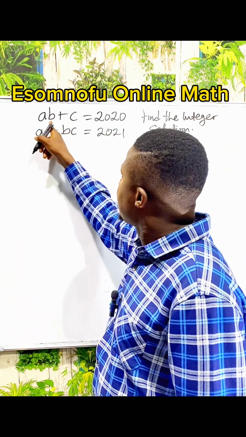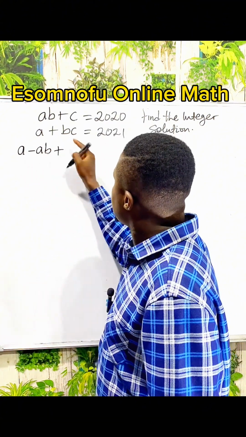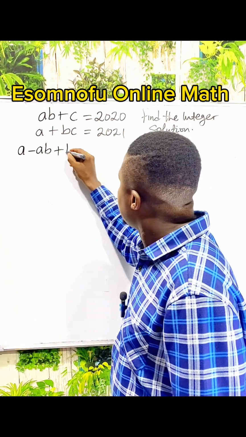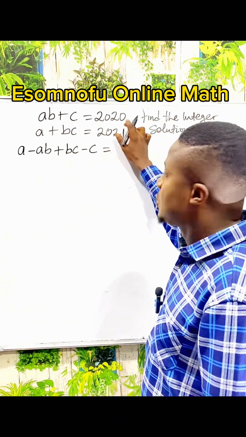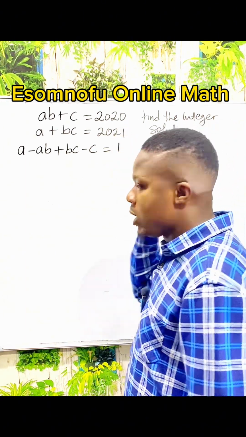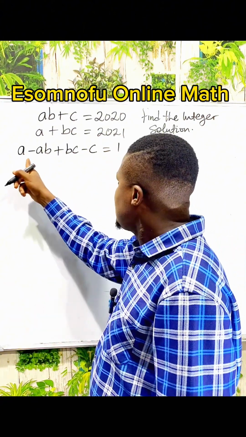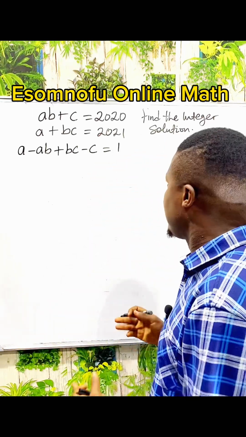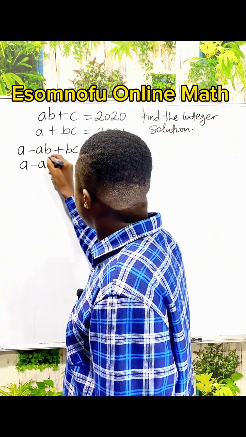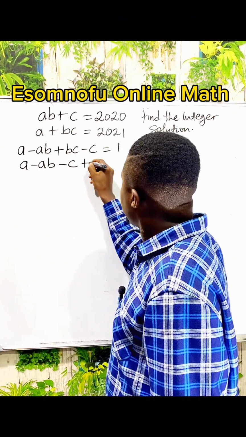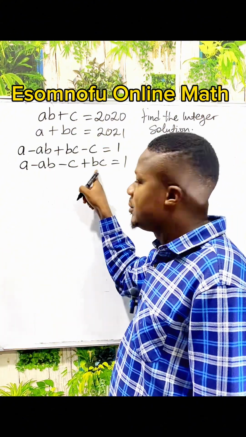So we can say A minus AB plus BC minus C, we have BC minus C equals 2021 minus 2020. That will give us 1. Then, in the first two terms, A is common, right? You can factor out A if you want. Or let me rearrange. I can call this A minus AB, then minus C plus BC, everything is equal to 1. I wrote minus C before plus BC.